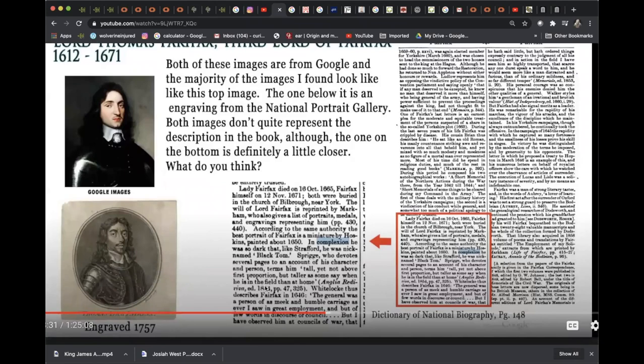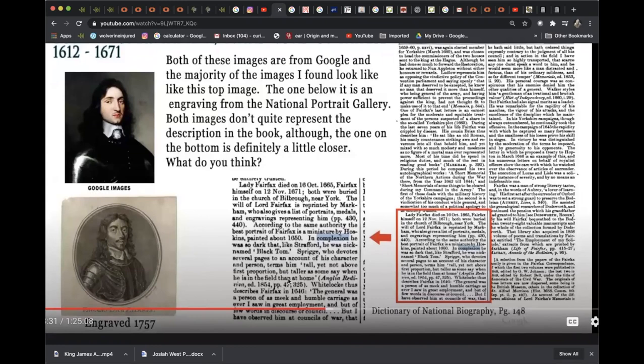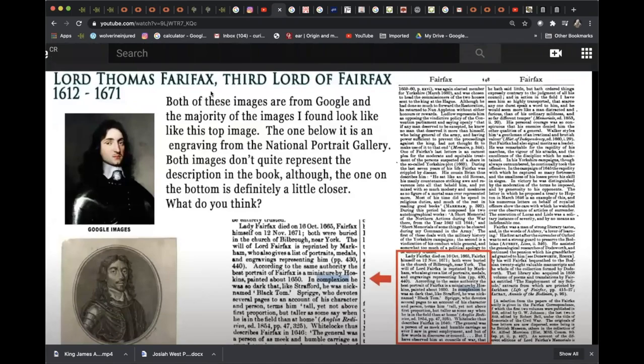But look at the description over here. It says, in complexion, he was so dark that like Strafford, he was nicknamed Black Tom. Because he was so dark, he was Black Tom. Sprigge, who devotes several pages to an account of his character and person, terms him tall, yet not above the first proportion, but taller, some say, when he is in the field than at home. He was so dark in complexion, this Lord Thomas Fairfax. See how they whitewashed him, body snatchers.